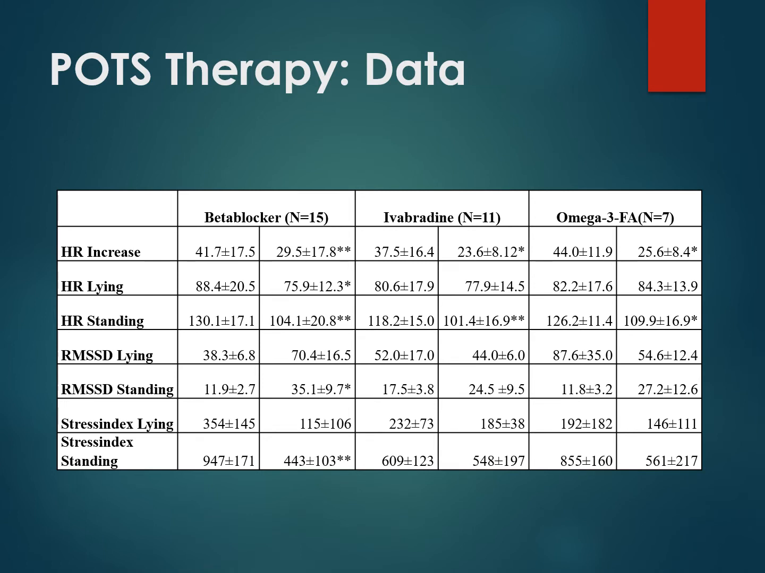These are the specific data on the three therapeutic options. There is a significant effect on vagus activity using beta blockers, with a decrease of RMSSD while standing and a decrease of the stress index that is only insignificantly shown in the other two options.